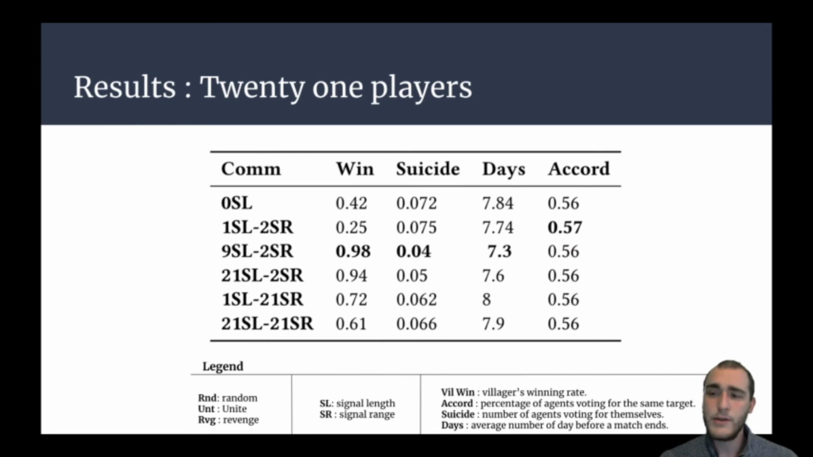Differently to what was analyzed earlier, the 21 players, 21p, environment has more room for the villagers to win in a completely random setting, which is 11.6%. In accordance with the findings from the previous experiment, the bit communication, 9 SL to SR, seems to perform better than the full-ranged one, both in terms of winning ratio and suicide.